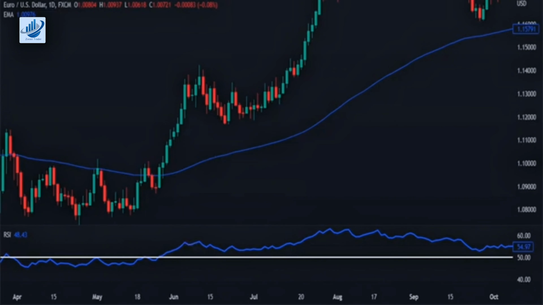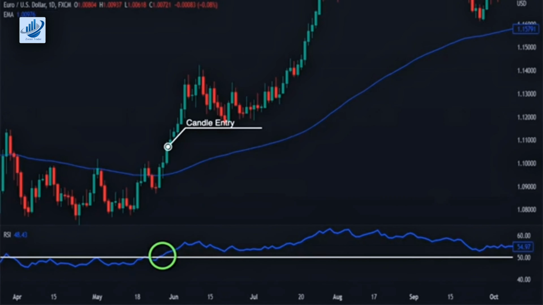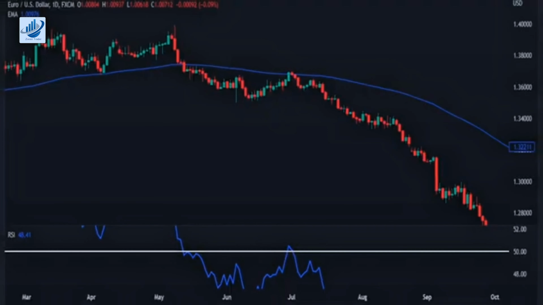For entering long position, we need to satisfy these conditions. First, the RSI should trade above 50 level. Second, the candlestick should close above 99 moving average. Once confirmed, we will now enter at the next candle close. We will set the stop loss on the previous swing low and we will exit when the RSI trades below 50. Now for taking a short position, we just do the reverse.